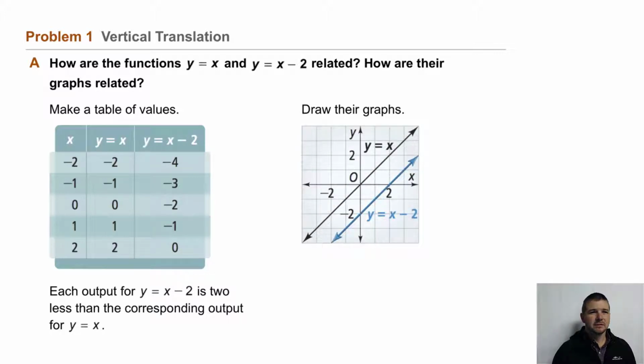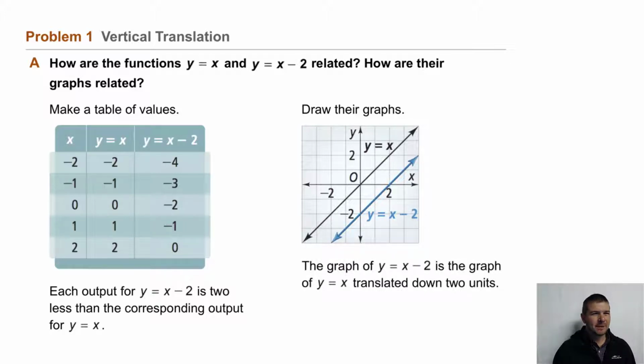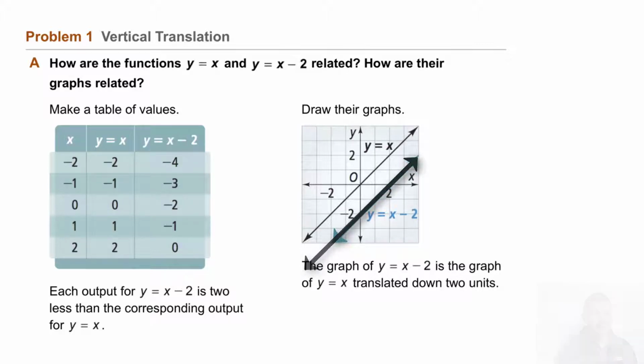Then draw the graphs. First, we can draw the parent function y equals x. Remember, that's the diagonal line through the origin with slope of +1, shown here in black. The graph of y equals x minus 2, shown here in blue, is the graph of y equals x translated down 2 units.